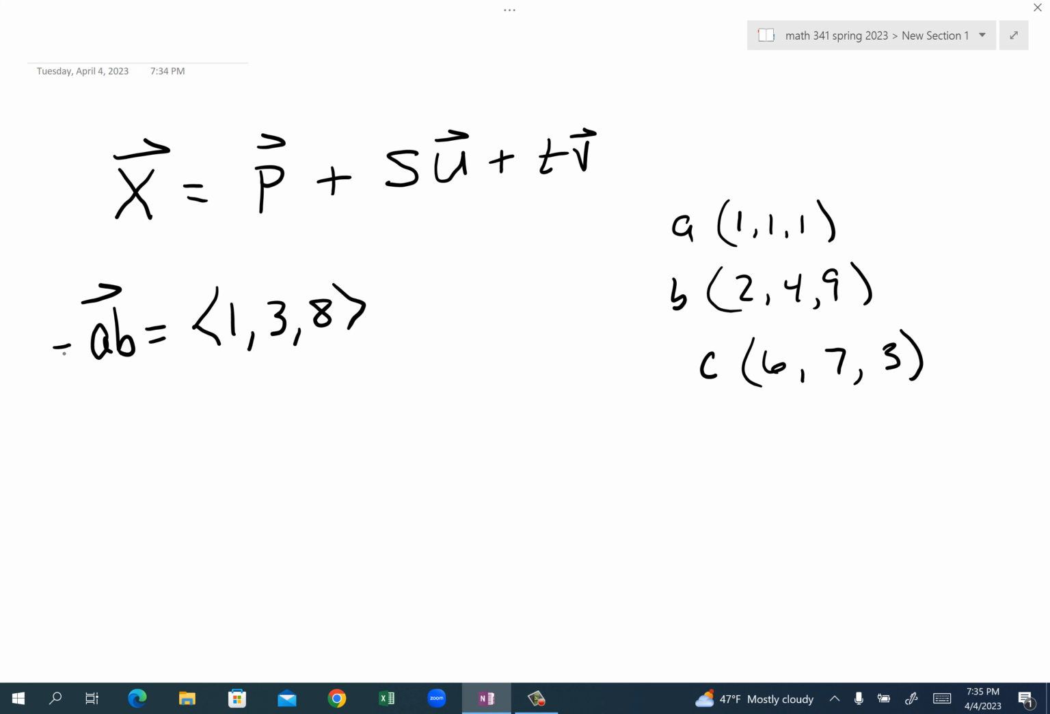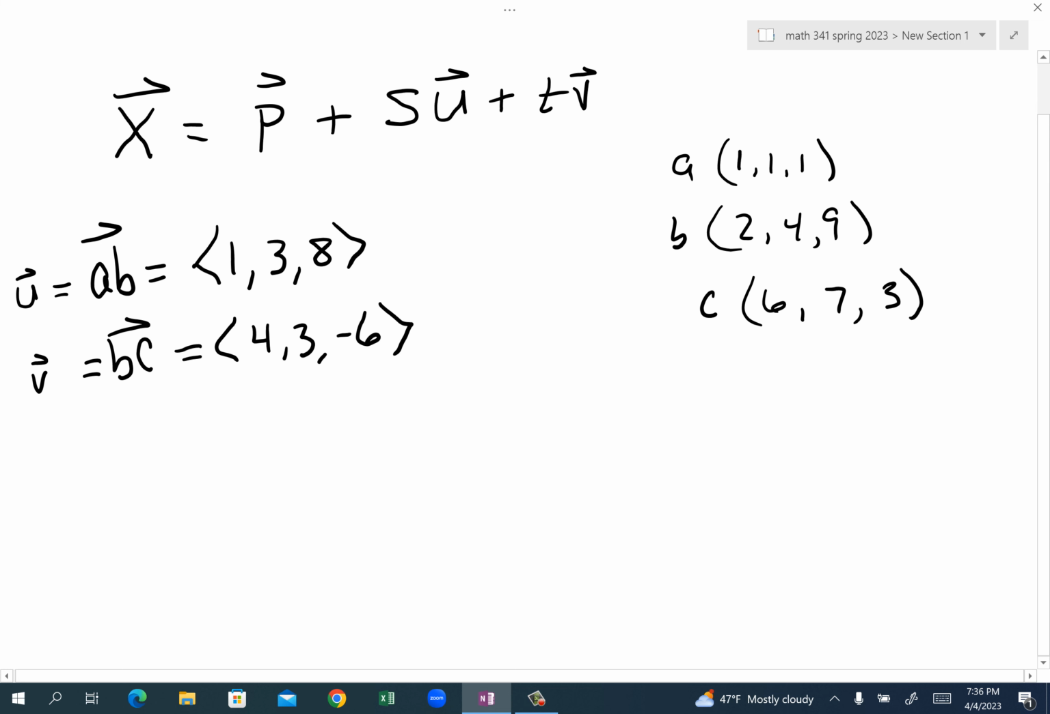And I'm going to call this vector U. I'm just going to define it to be vector U. And then I'm going to go BC, and BC is going to go over 4, 3, negative 6. And I'm going to define this to be vector V. Okay? And you're like, what is going on, Jay? Well, here, I'll tell you right now.